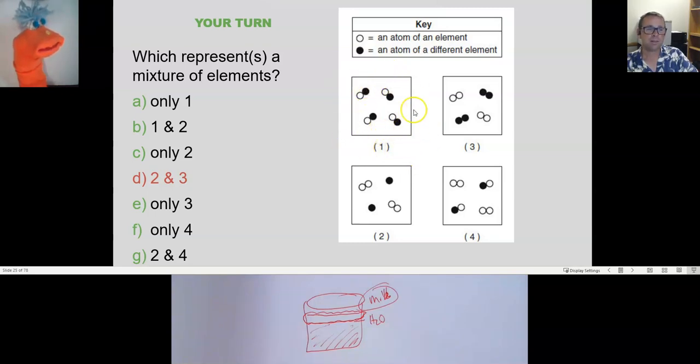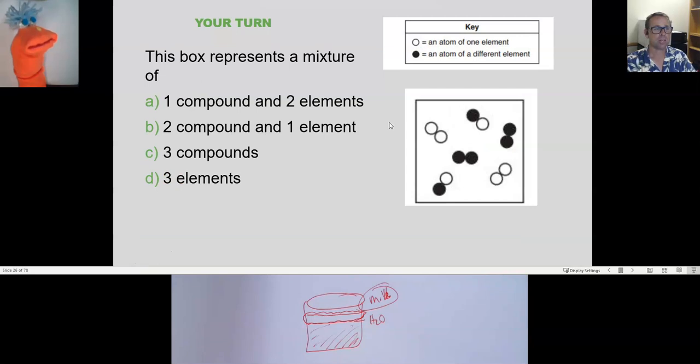So this is not an element. This is a pure substance. Can you see that? Okay, yeah. But they're different elements. It can be different elements as long as all of the units, whether it's a molecule or an ionic compound or whatever, have the same formula, then it will be considered a pure substance. All right, here's another one. What is this a mixture of?